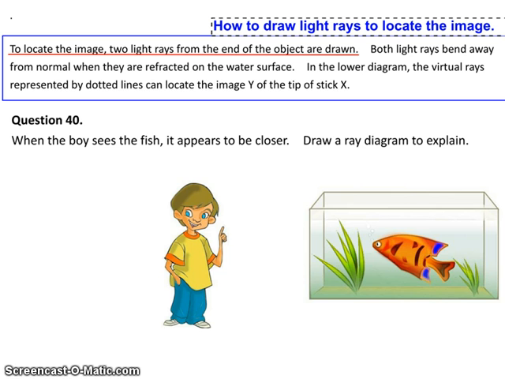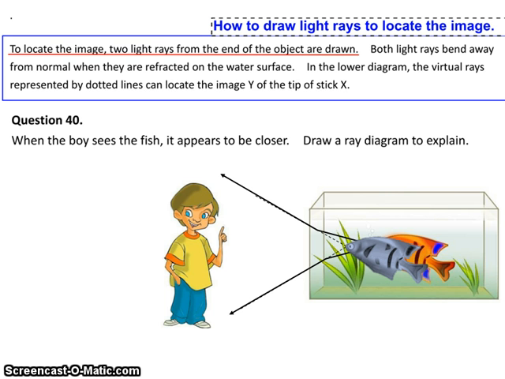Question 40 seems to be a new question. Indeed, it's quite the same. Draw two light rays from the object. Draw virtual rays to find the image. Let's start to see what happened. In this case, the boy sees the fish, so there is a light ray that comes from the fish. These light rays bend away from the normal, so the boy would believe that the light rays come from this point, a little bit in front of the fish. So this is the image of the fish, and the fish seems to be closer.